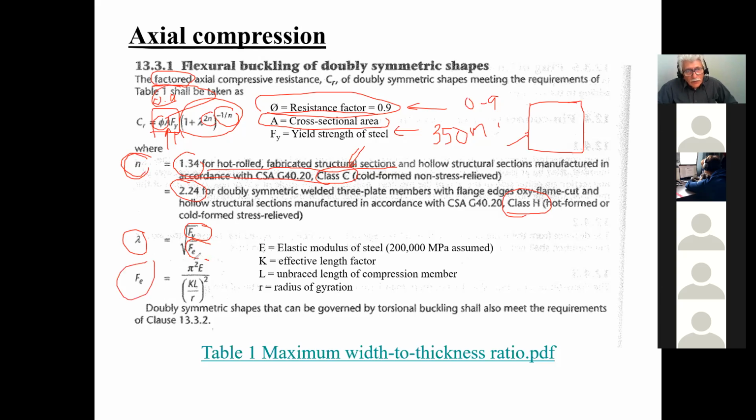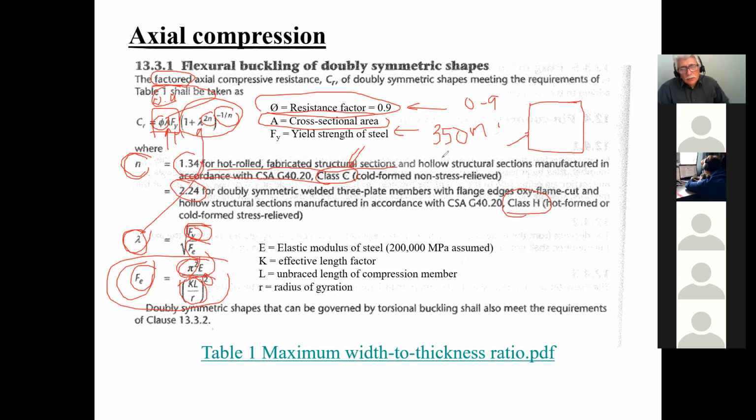In other words, you see here, KL over r is the slenderness of the column. In this case, you square it, and then you take pi squared and multiply by E, and that gives you the Fe. So this is the Euler's buckling strength. And then once you've calculated the Fe value, you simply take Fy divided by that, and that gives you the lambda value.